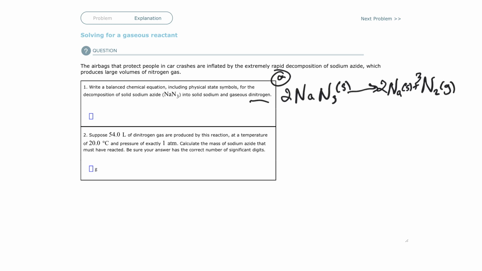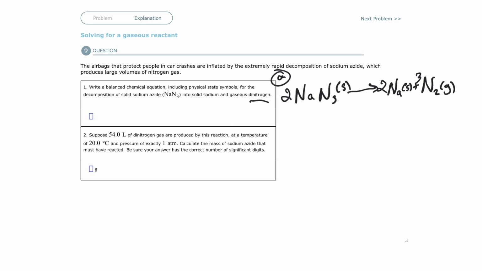Suppose that 54 liters of dinitrogen gas are produced in this reaction at a temperature of 20 Celsius, exactly 1 atmosphere. If I were to look at the balanced equation like we normally did for stoichiometry, I don't know where to put the temperature and the pressure. So you're going to put it in the PV equals nRT formula. I'll show you in a second. Calculate the mass of the sodium azide that must have reacted.